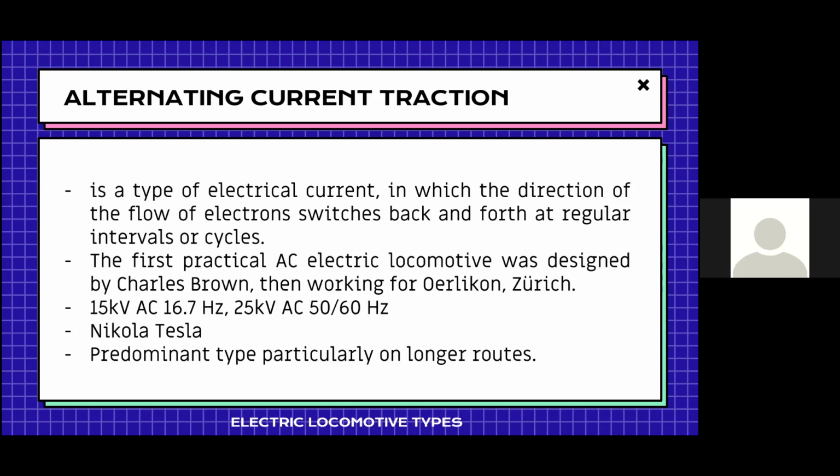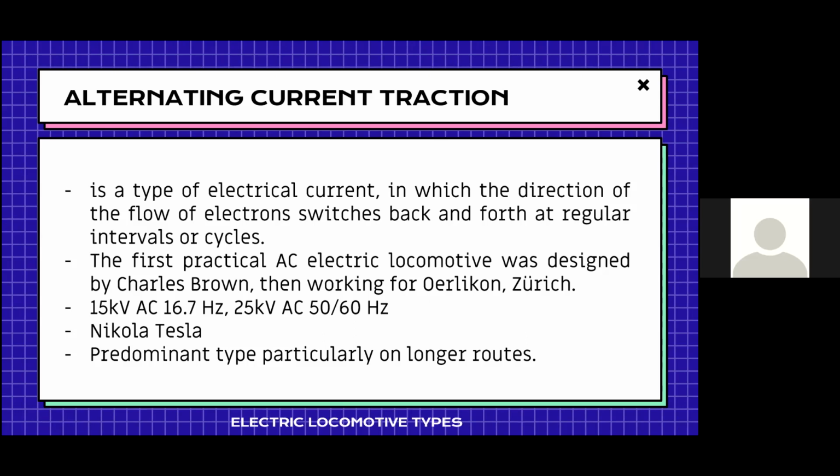Tapos yung common voltage naman po na ginagamit sa alternating is 15,000 to 25,000. Dahil malakas yung voltage sa AC, pang long distance siya, gaya nga ng sabi ni JP kanina. And dahil malakas yung power niya, konting substations lang yung kailangan. At sa alternating, ang laging ginagamit nila is overhead wires.